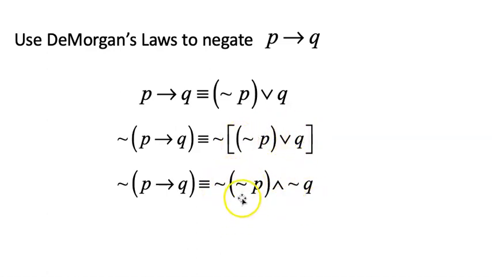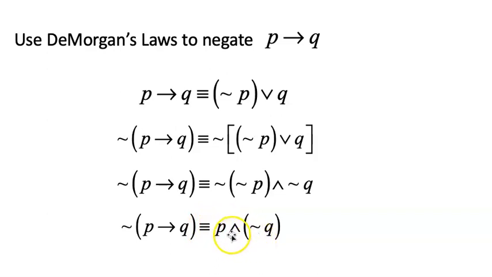So not P, of course, is just P and not Q. And we get our rule for the negation of if P then Q. And notice the first one is true and the second one is false. So that's our TF example that we showed. TF gives us a false. That's where that negation is true. So that satisfies that requirement.